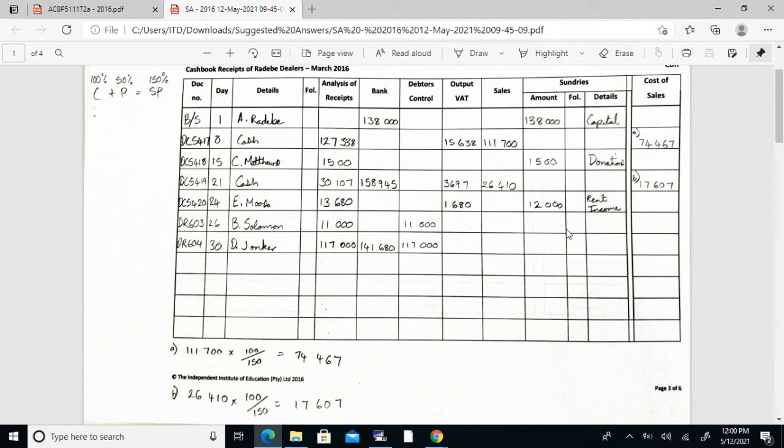21st. This time we know we're depositing money. Okay, 21st we had cash sales to the value of 30,107. Right? Okay, then they said less trade discount. So we just said 92% of the amount that they gave us there. And that's how we get to 30,107. Make sense? Okay.